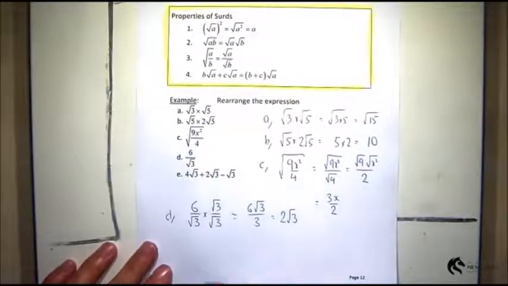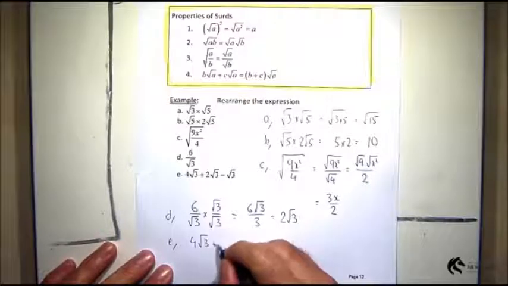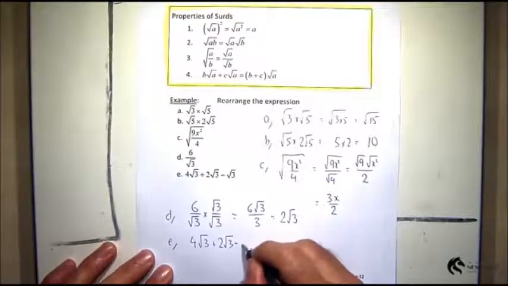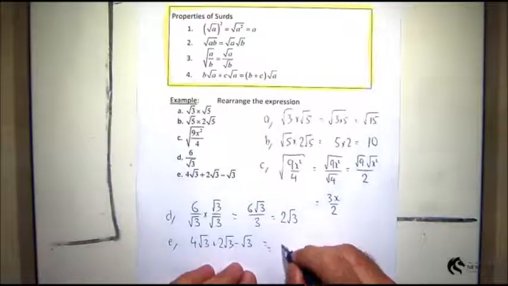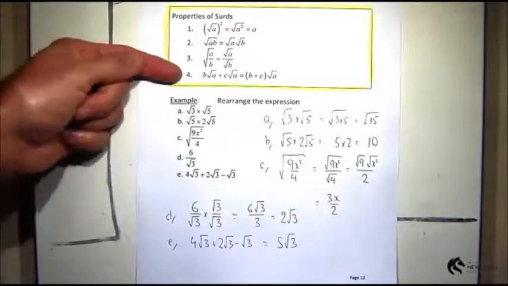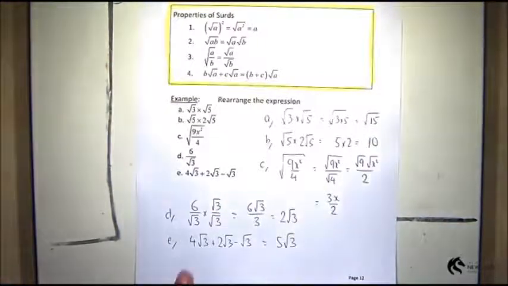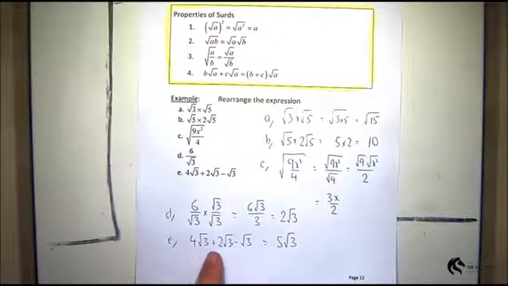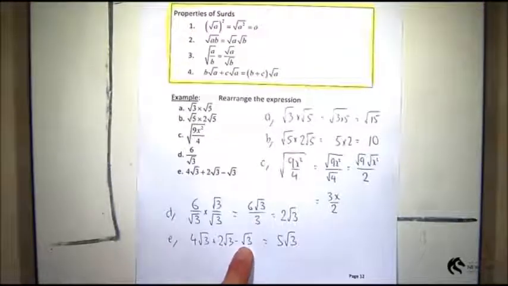And lastly, part E, I have 4 root 3 plus 2 root 3 minus 1 root 3. So I've got 4 of these numbers, plus 2 gives me 6, minus 1 is 5, so that just becomes 5 root 3. And in there I've actually used law 4. But just add them up. Whatever that number is, if I've got 4 of them, I add another 2 of them, I've got 6 of them. Take away 1, I've got 5 of them. Whatever that number is, 5 root 3.